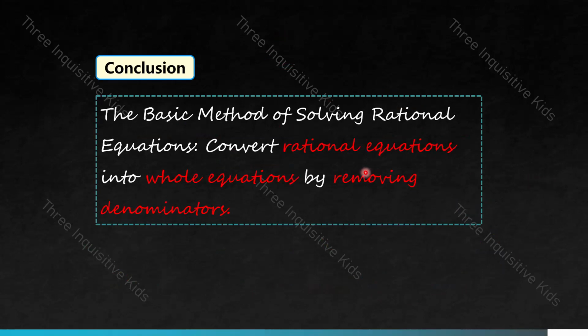So here is our conclusion. The basic method of solving rational equations is to convert rational equations into whole equations by removing denominators. So if you're going to take notes, this is the perfect page to do so. The key point is to remove denominators.